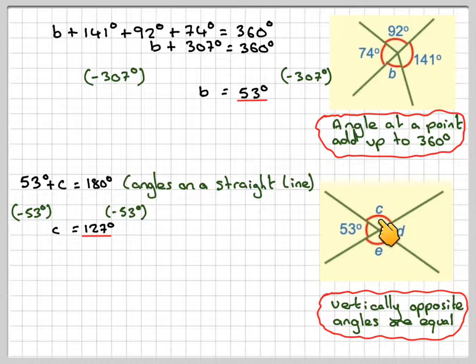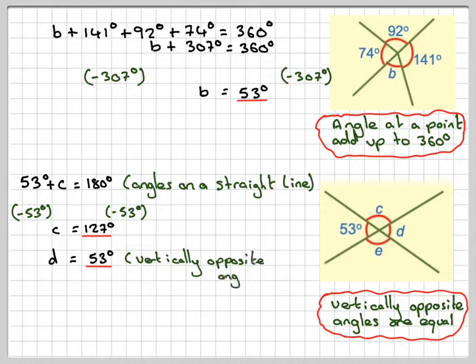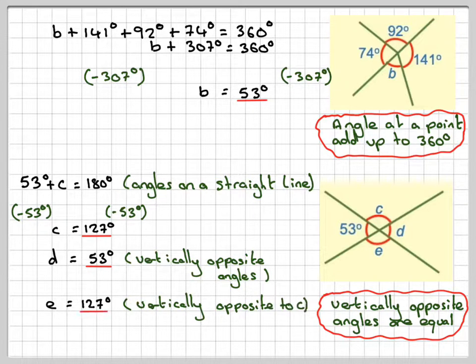So we now know that's 127. D, we can say straight away, is equal to 53 degrees. But when we're doing geometry, we need to write down a reason. So we say vertically opposite angles. And then E will be equal to 127, the same as C, because it is vertically opposite to C.